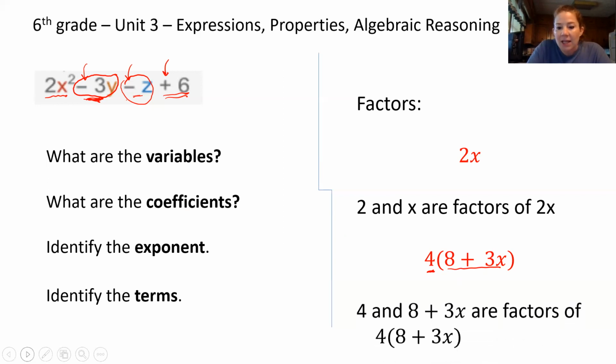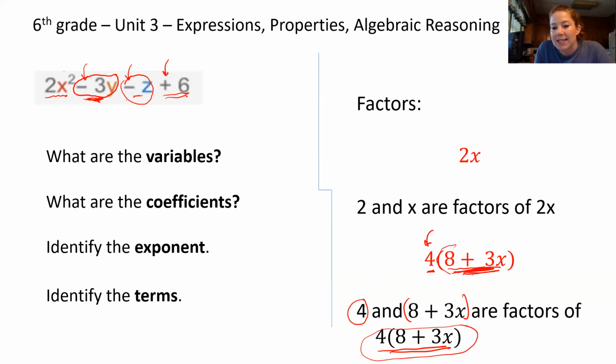4 is a factor of this entire term, and 8 plus 3x is a factor of this entire term, because this is being multiplied by all of this. Okay, I hope that makes sense. Now this is held together with that plus sign. You can't separate these, but within this part of the expression, 3x is a term and 8 is a term. And 3x, there are 2 factors of 3x, which are 3 and x.